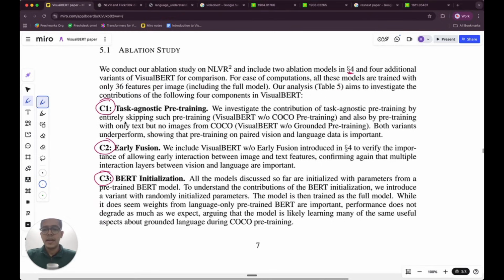Okay, so C1 is task agnostic pre-training. We investigate the contribution of task agnostic pre-training by entirely skipping such pre-training, VisualBERT without COCO pre-training. So the effect of this pre-training can be investigated only if that pre-training is avoided altogether. And also by pre-training with only text but no images from COCO. Okay, that is interesting. Both variants underperform, showing that pre-training on paired vision and language is important. Of course, we know that.